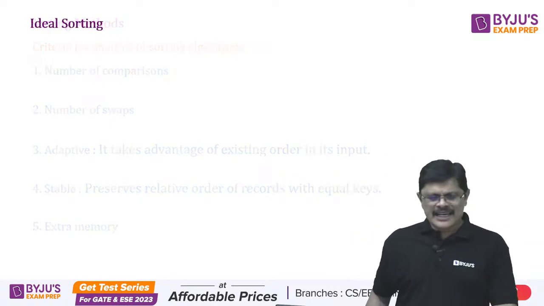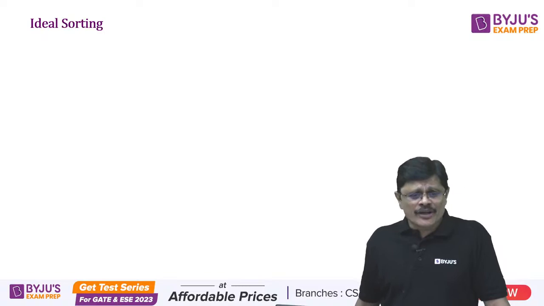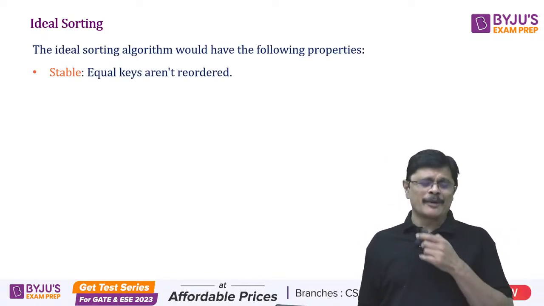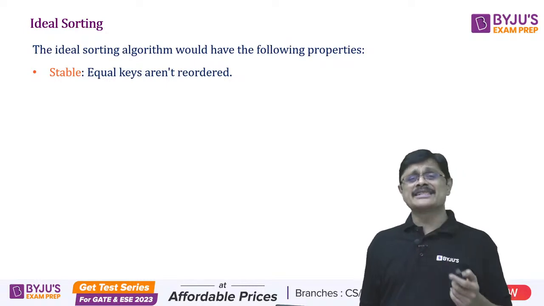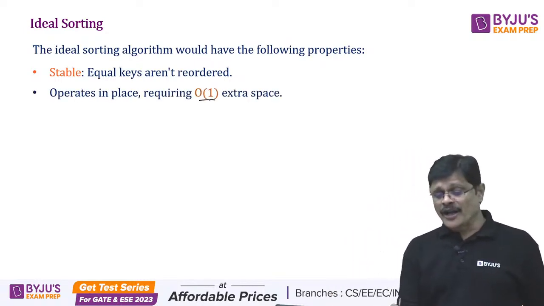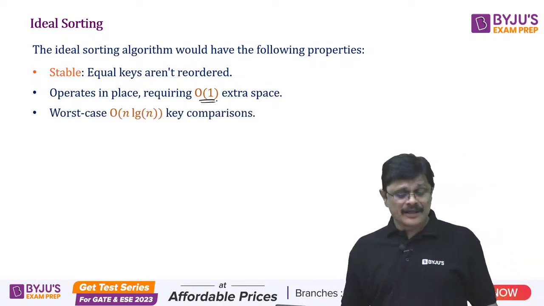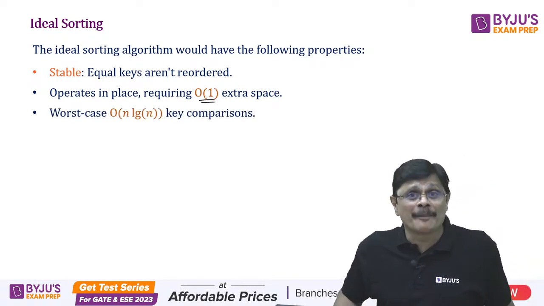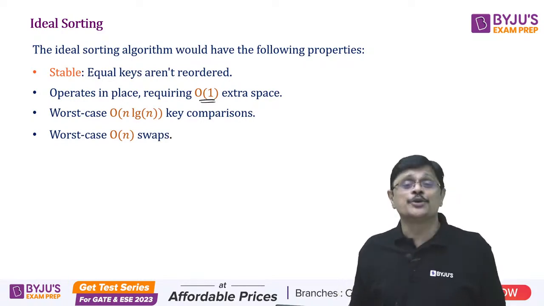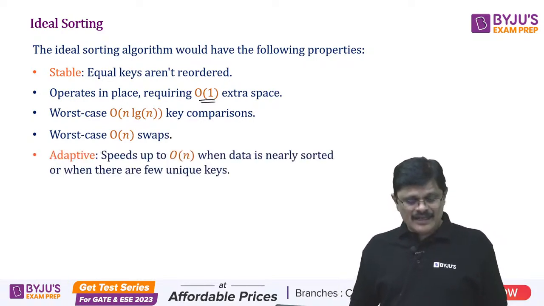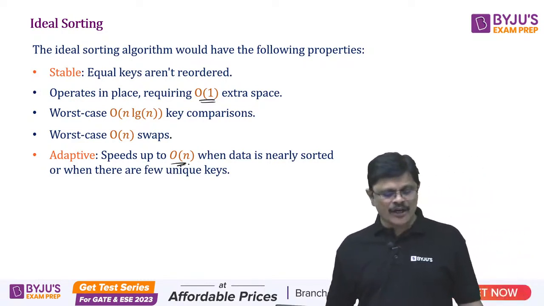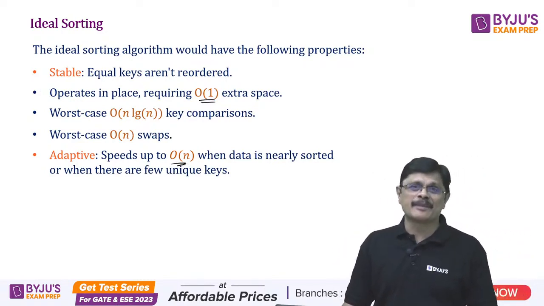See, what is an ideal sorting algorithm, my dear friends? An ideal sorting algorithm would have the following properties. It should be stable. Equal keys are not reordered. It operates in place, that is order 1 extra space it should take. Worst case is theta n log n key comparisons it should do, and only order n swaps it should do. And adaptive, it speeds up to order n when the data is nearly sorted or when there are very few unique keys, my dear friends.